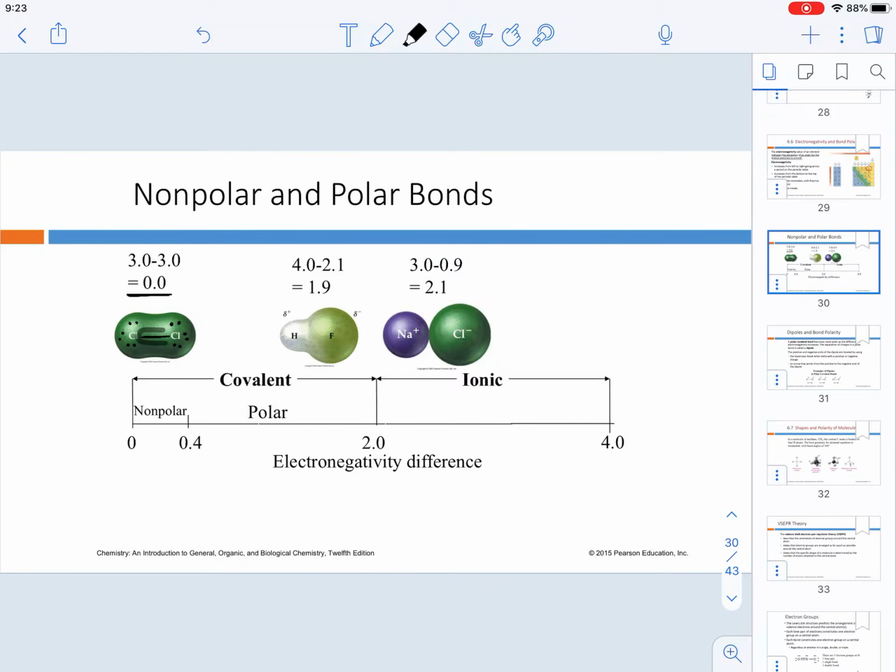then that means that this bond that I am circling in gray is going to be a nonpolar covalent bond. Okay? So anytime you take the electronegativity difference between two elements and it is between 0 and 0.4, that means that you have a nonpolar covalent bond. Okay? Let's look at the next example, HF.